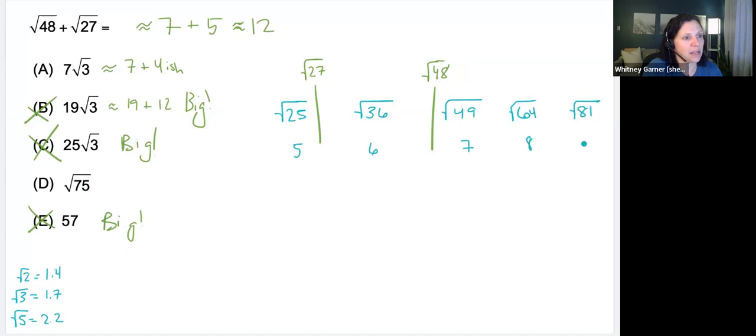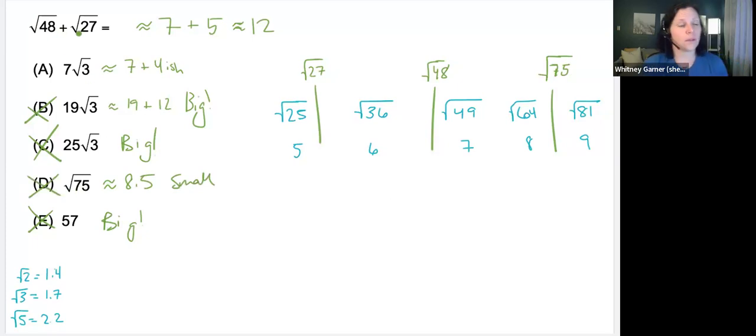Right? So there's my 8 and there's my 9. That means that the square root of 75 is somewhere benchmarked between these two. Right? And so this is going to be a number around 8.5, maybe, let's call it, which is too small. It's also the trap. They want you to think you can just add those two numbers together. And so my answer has to be A.